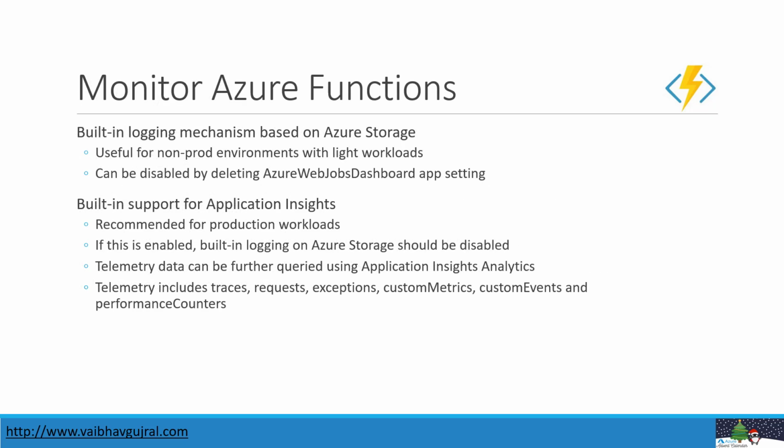When we are developing Azure Functions, there is also a mechanism for logging based on Azure storage. It's useful for non-production environments with light workloads, and it can be disabled by deleting the Azure Web Jobs Dashboard app setting. Azure Functions also comes with built-in support for Application Insights, which is the recommended way for logging Azure Functions for production workloads. If this is enabled, built-in logging on Azure Storage should be disabled.